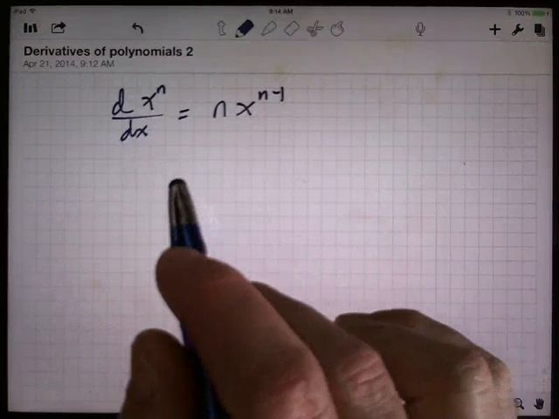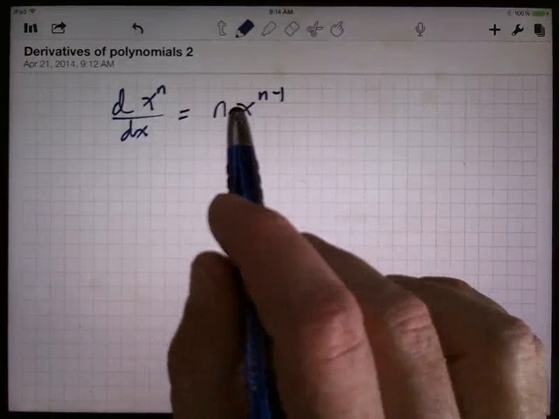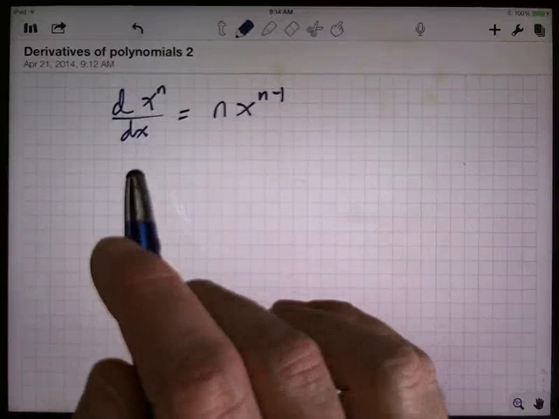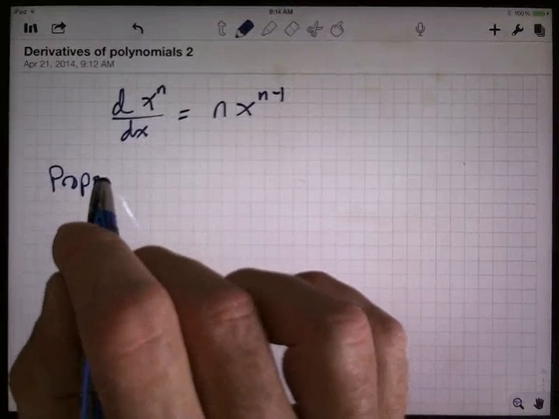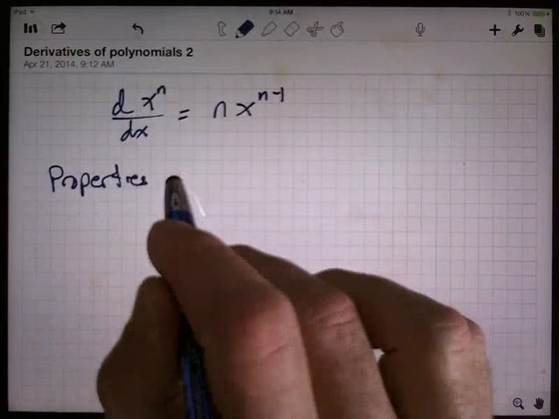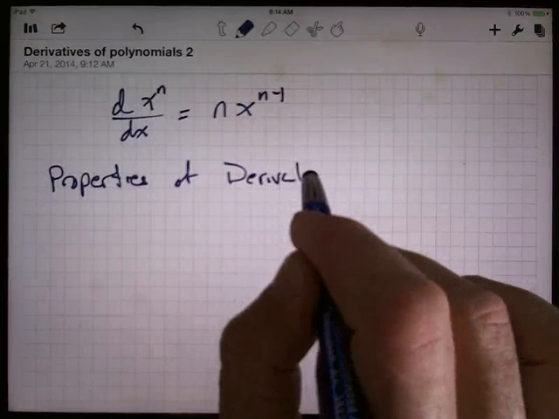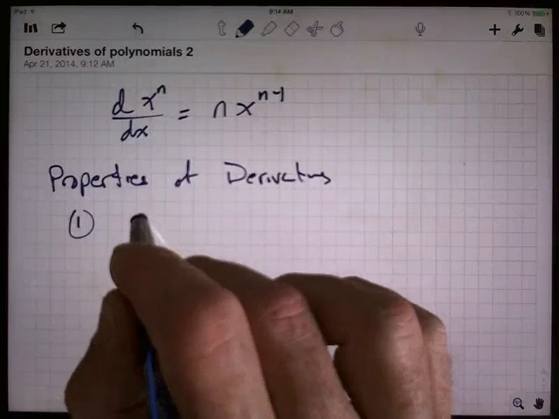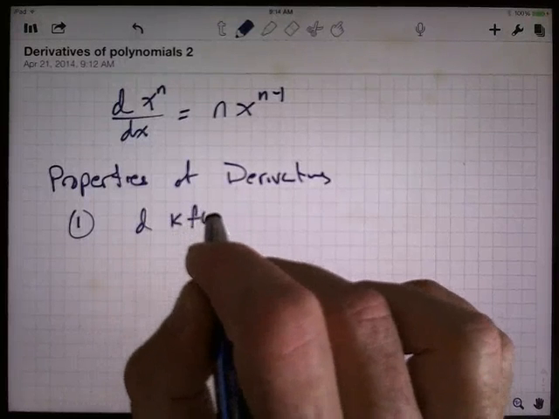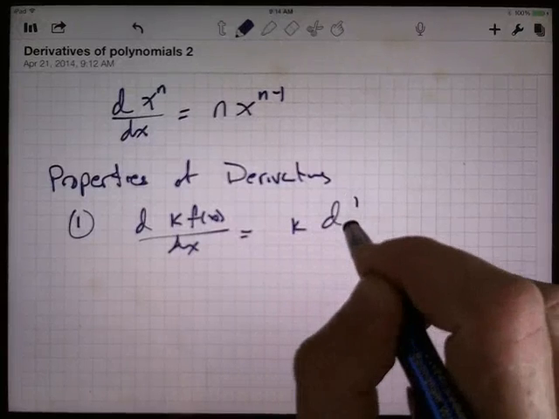I want to extend this to general polynomials, and general polynomials are essentially sums of different powers of x. So I need a couple of properties here that'll help me do this. Properties of derivatives. And the first property is that the derivative of a constant times a function is the constant times the derivative.